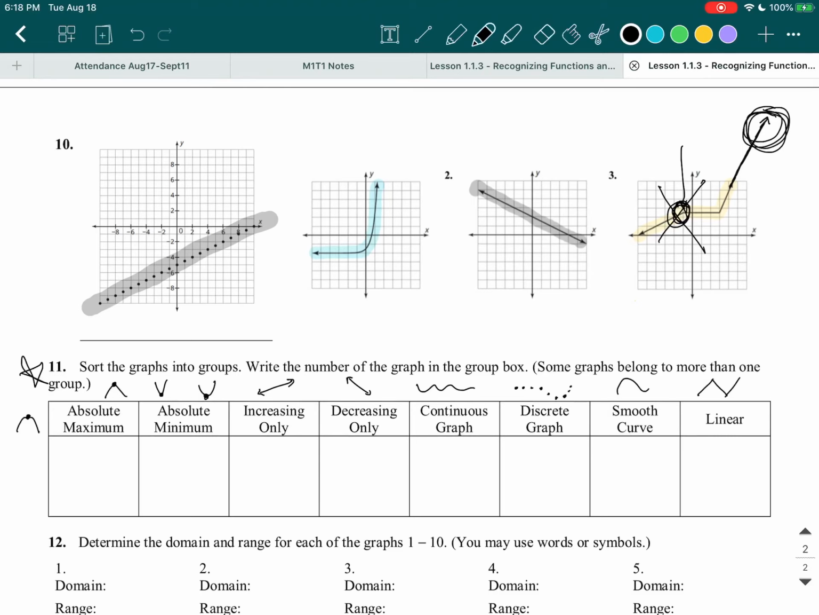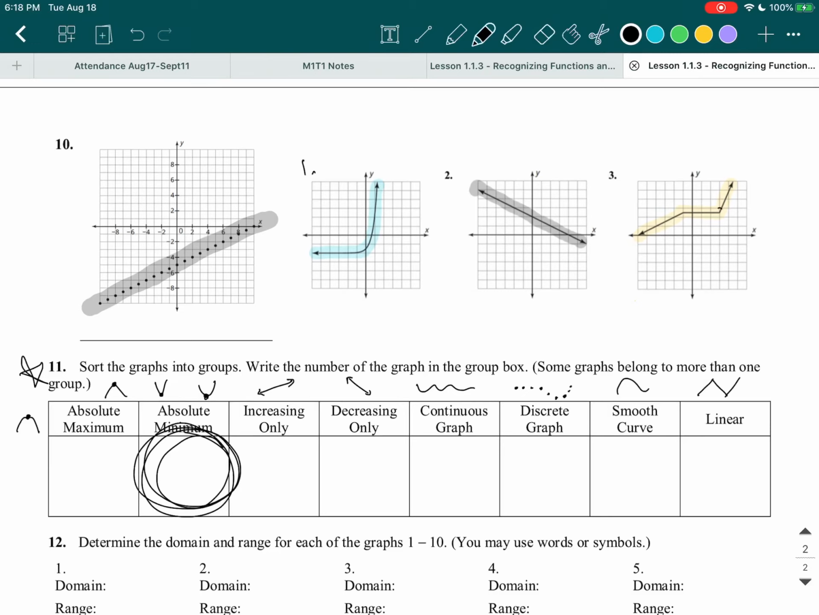So number 3, number 2, no absolute maximum. Number 1, this is number 1, there's no absolute maximum. Number 10, there's no absolute maximum. Okay, so we have nothing to put in this box right now, but when you sort the rest of the graphs, you will probably find something for this box. Now let's talk about the absolute minimum box. For the absolute minimum box, do we see anything that might fit there?